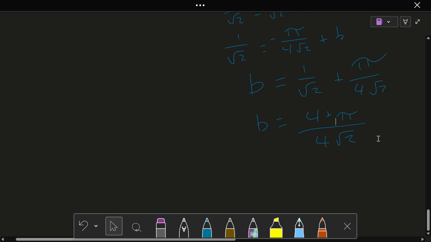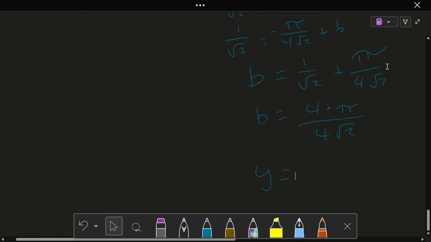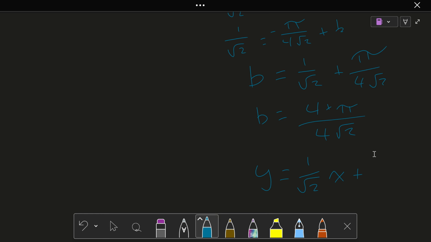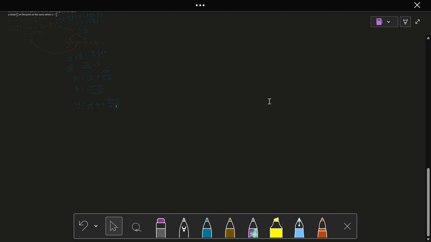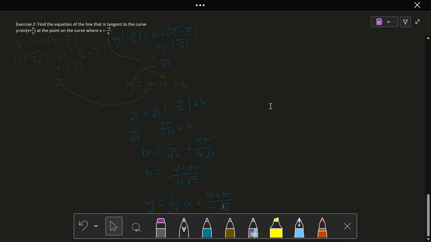So, final equation. I've got to get my slope again. My slope is 1 over root 2. And there we go. So not a super fun and easy looking equation, but it's still the same process. It still works. Okay, so there are my examples of using sine and cos. Hope that is helpful.